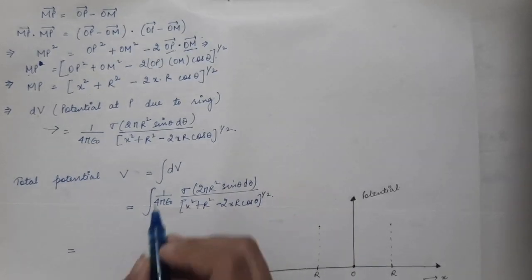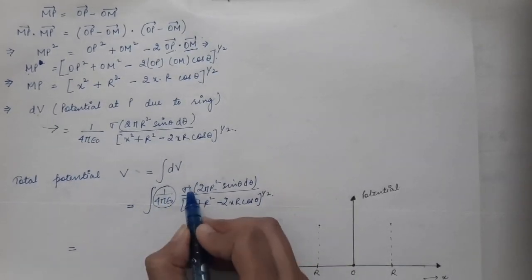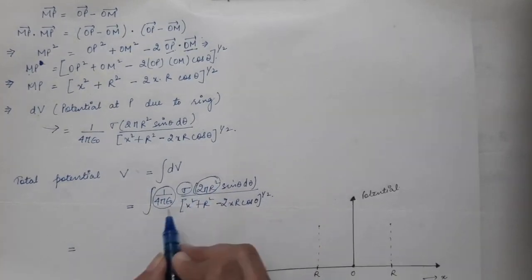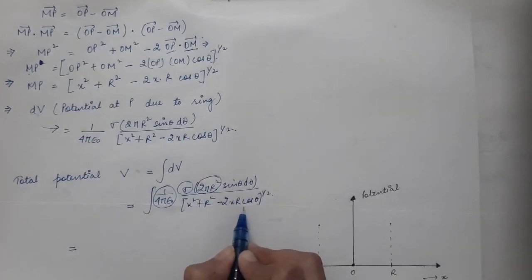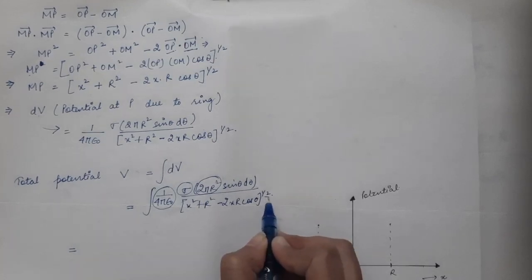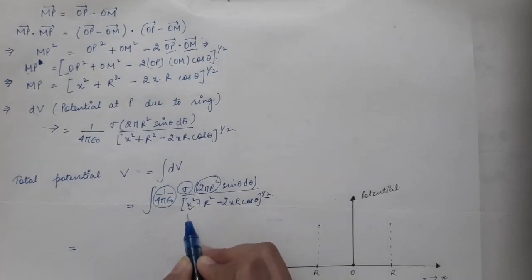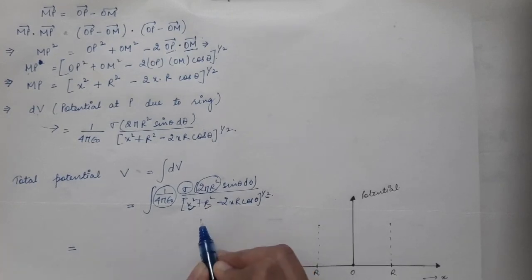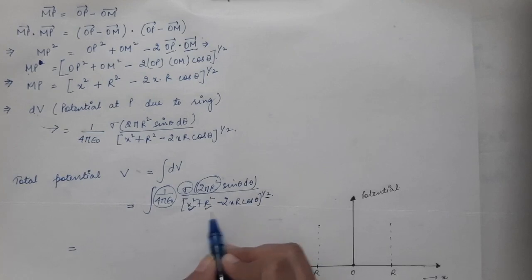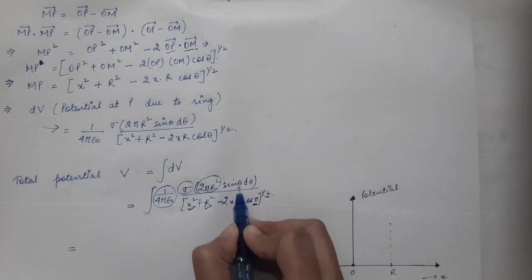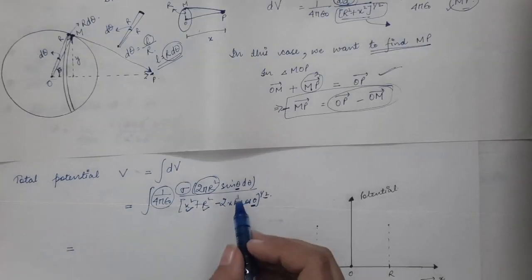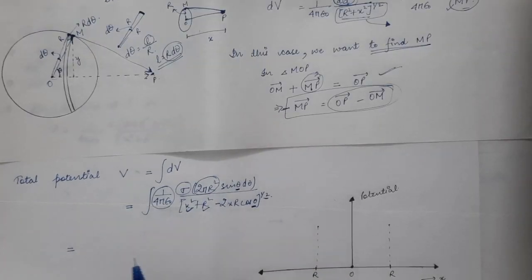So from here, 1 by 4 pi epsilon naught is constant, sigma is constant, 2 pi R square is constant, and in the denominator inside the square root, x will be constant because it is the distance of the observation point from the center, so it remains constant. Capital R is the radius, so it will also be constant. So the only variable inside the integration is theta.